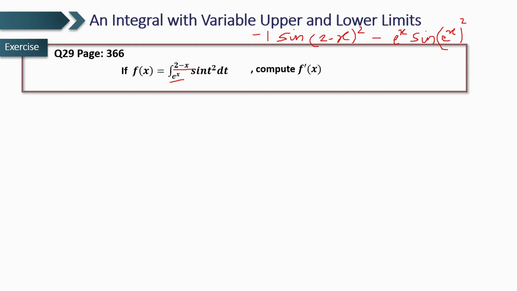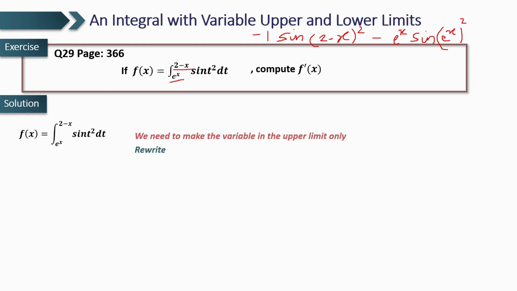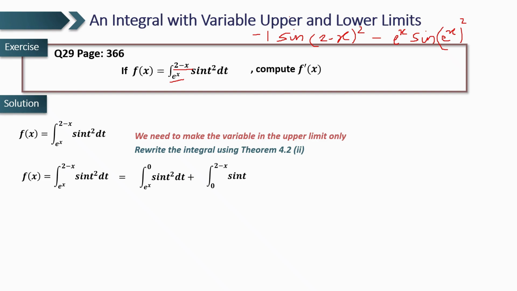Now, if you need, you can split this interval using any number. Let's prefer 0. So you get e power x to 0 and then 0 to 2 minus x. If you notice, your upper limit should be a variable. But what about the first case? So let's swap it. When you are swapping, don't forget to include a negative sign.